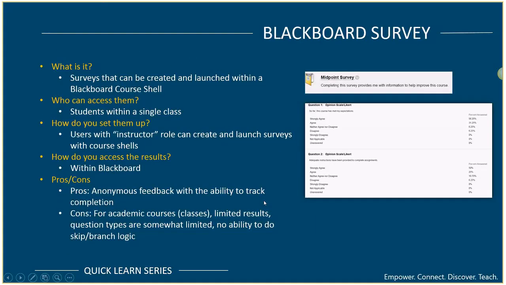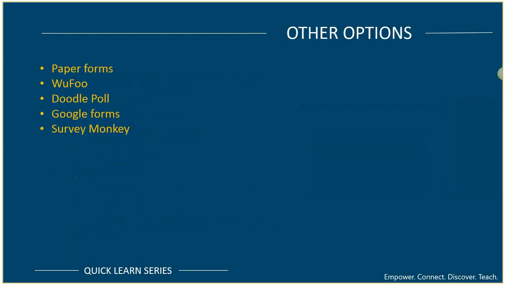There is a survey tool on campus, but its use is mostly just for academic courses, and that's within Blackboard. It's really meant just for students in an academic course. They can be provided with that survey through the course. It can be set up by an instructor. You can have anonymous feedback, but the ability to see if all of your students have completed it. There's limited question types. There's no ability to do that kind of logic, and it is just for academic courses.